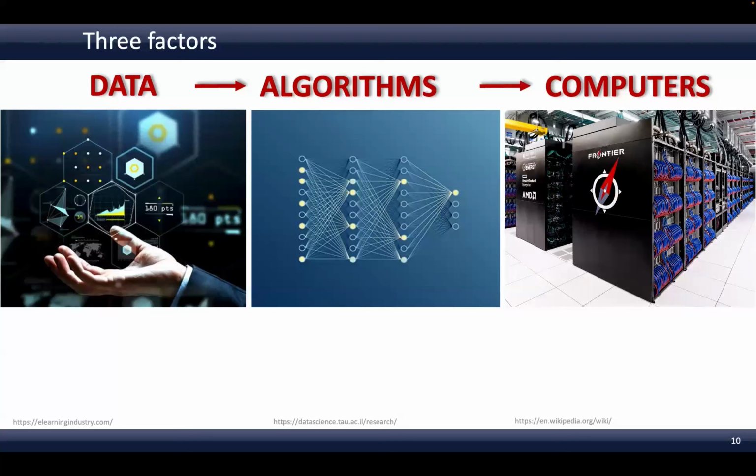And why has it become so important in these last years? Well, basically for three factors, I would say. The first one is data, big data. The second one is big computers. And the third one is algorithms, right?